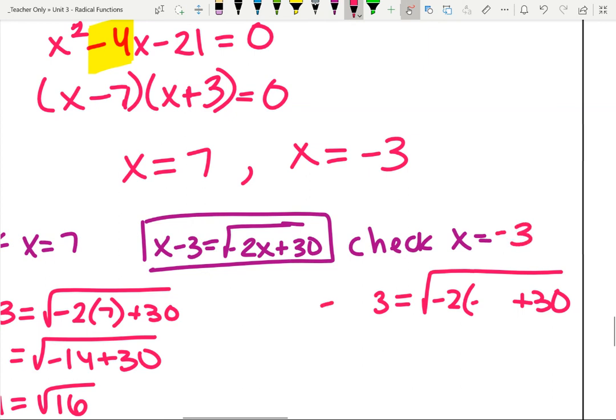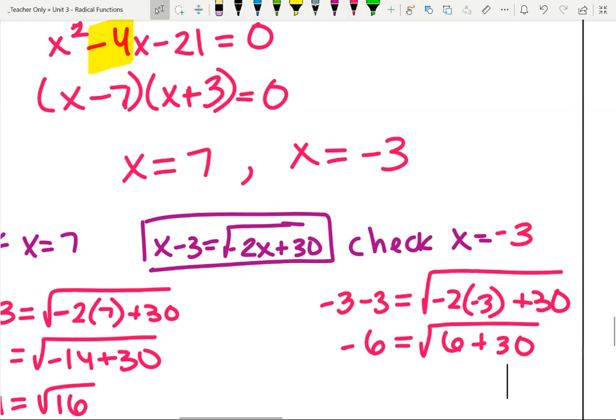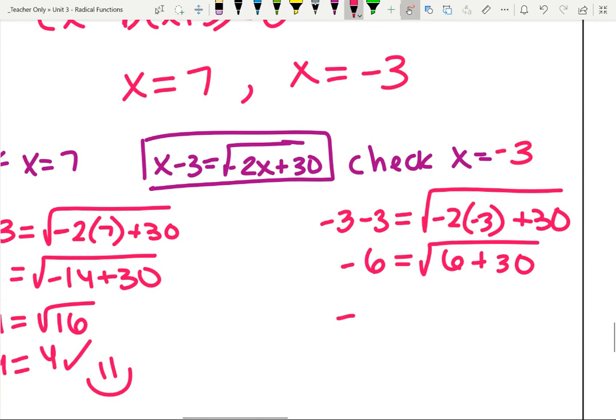So negative 3 there. All right, negative 3 minus 3. Let's see here. What was I doing? Oh, replacing that with negative 3. There we go. So negative 3 minus 3 is negative 6. And we have negative 2 times negative 3 is 6 plus 30. So negative 6 is equal to the square root of 36.